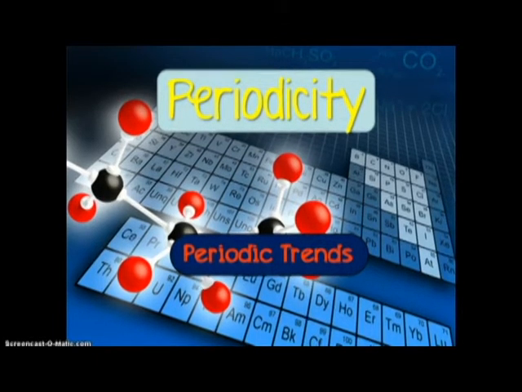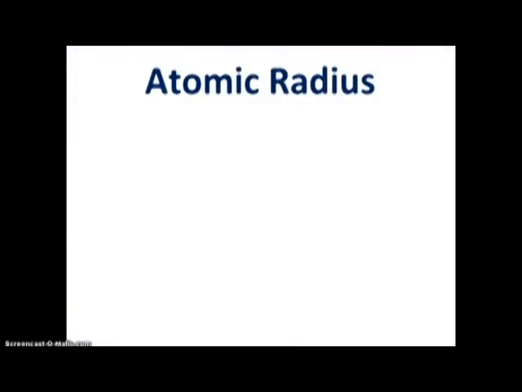So we're going to look at certain properties today, and we're going to see how those properties change or are affected as you go across and down a periodic table. The first property is atomic radius.